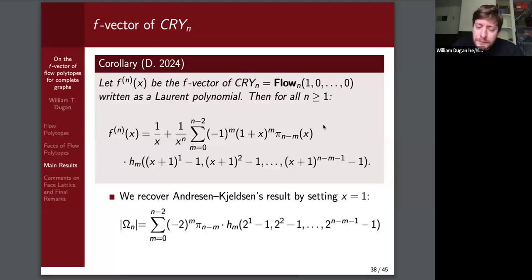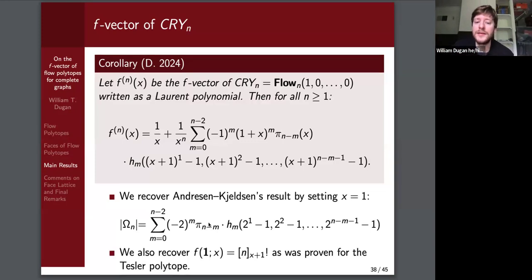But so how do we recover other people's results? I had told you Andresen-Kjeldsen had a formula for the whole set, and indeed, this should be true, that if you evaluate x equals 1, we get the result, and you do. This is what the result looked like. And again, now you can see more clearly why I'm using this notation pi x. They just have a pi because their pi is just a product of powers of 2.